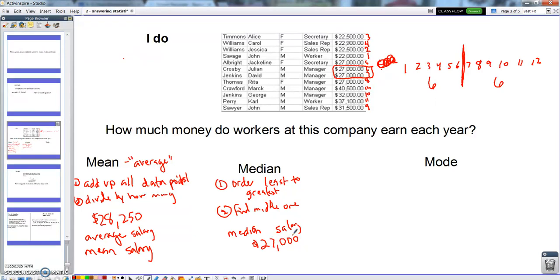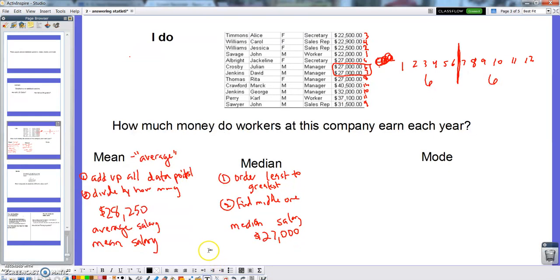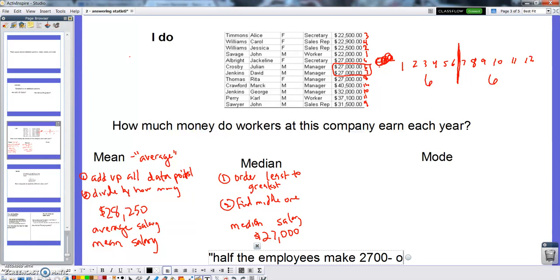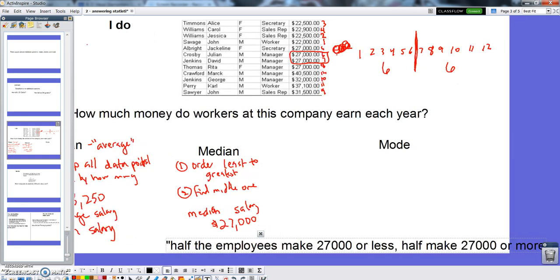And what the median tells you, so the mean tells you the average. The median tells you this. This is how I would probably word this. I would say half the employees make $27,000 or less. Half make $27,000 or more.